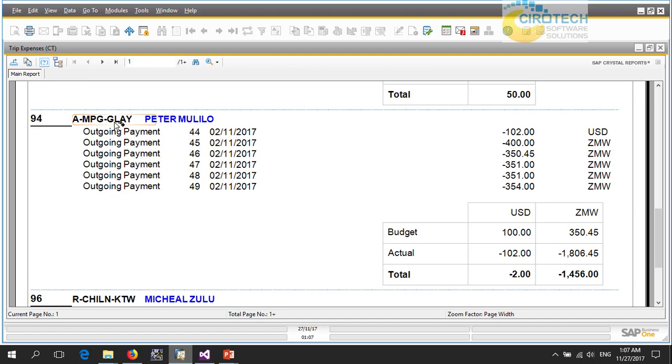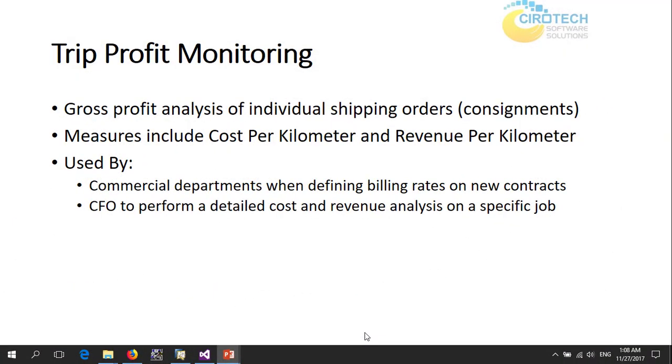As you may recall, cross-border shipping may require multiple currencies for a driver. For instance, in US dollars, when crossing a border from one country to another, that would be used for payments in that country.